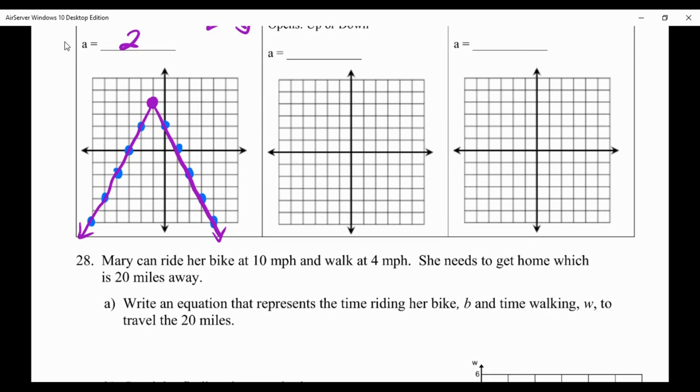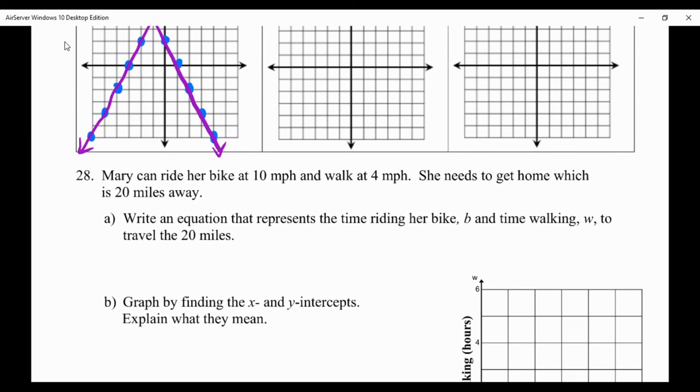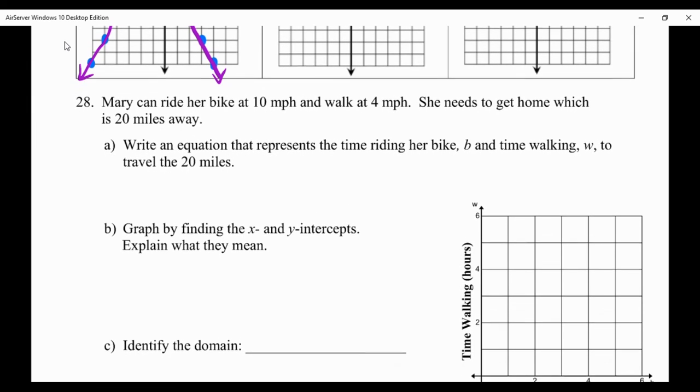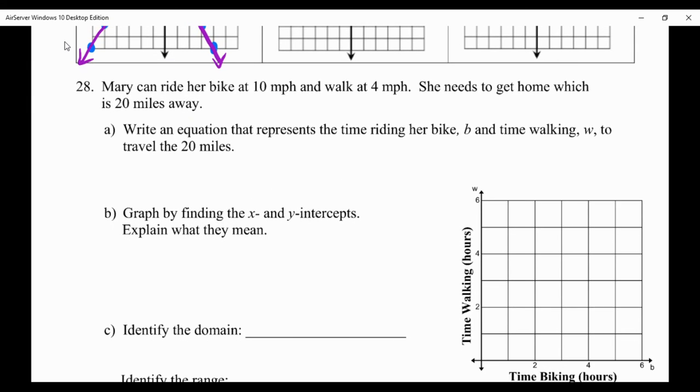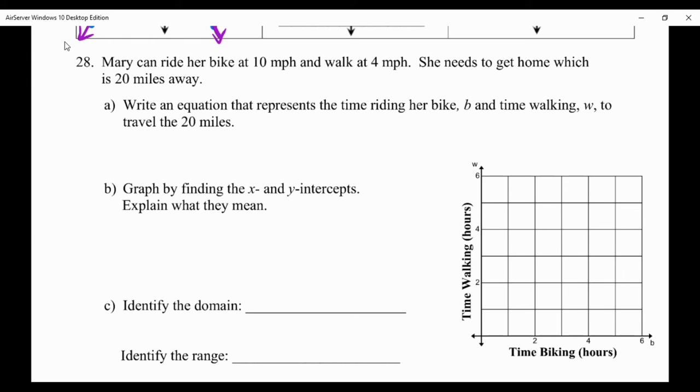I'm going to help you out writing these equations. I'll also help you out writing the equations on the summative. This first problem, which I want you to finish as part of your independent practice, but I'll help you get started. Mary can ride her bike at 10 miles an hour and walk at 4 miles an hour.